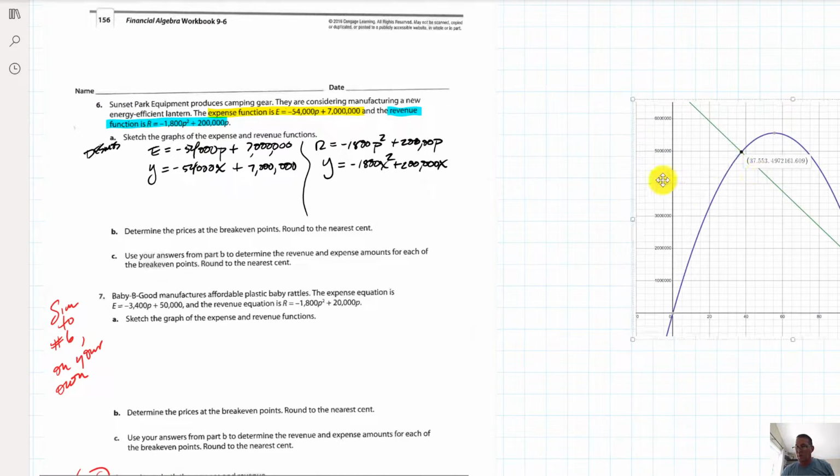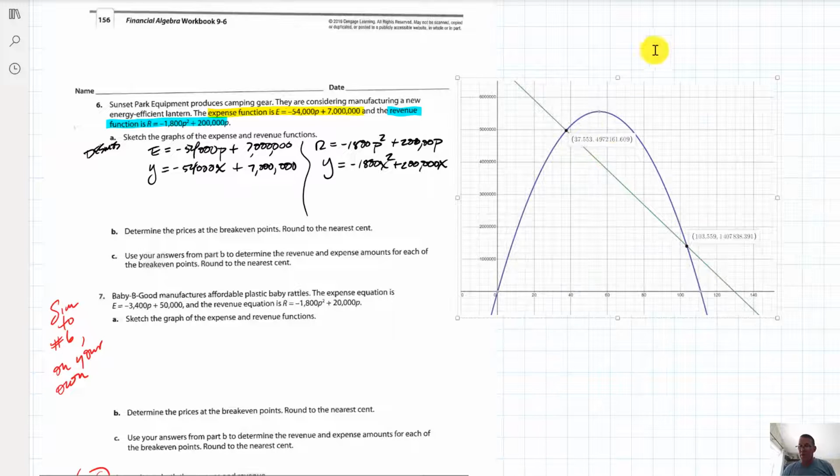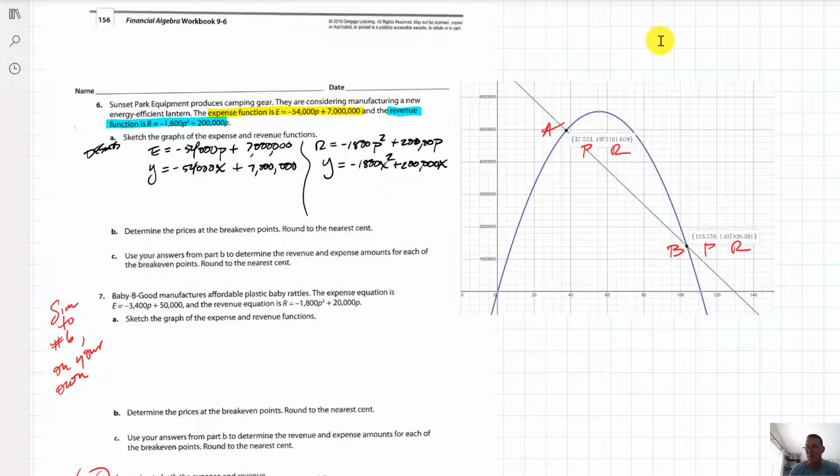Okay, so here we go. So I've got my graph. We have a couple of break-even points on this one. Let's label them. You can sketch this curve in your spiral. One at A and one at B. And it's always price and then revenue, and price and then revenue.